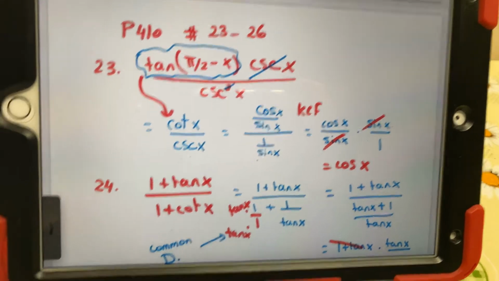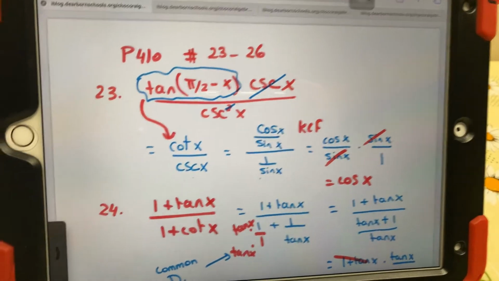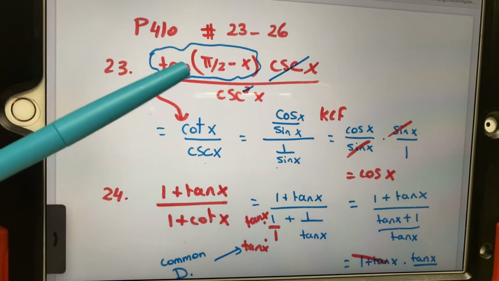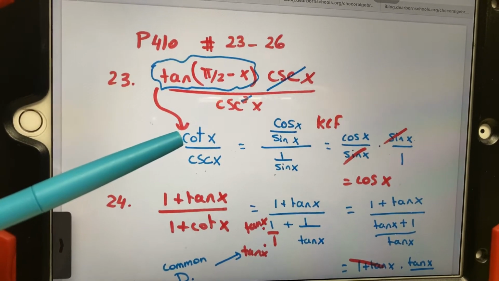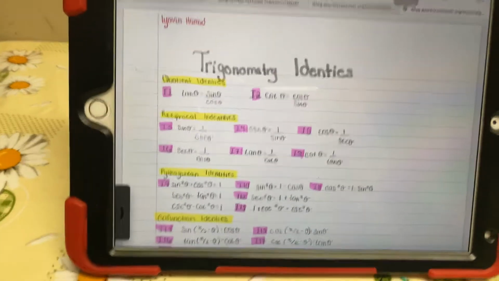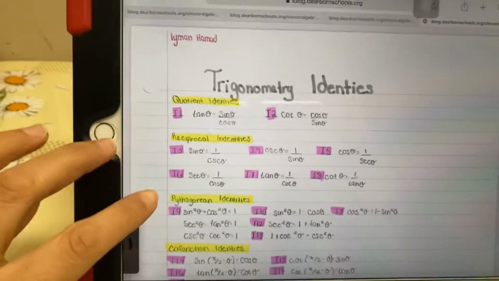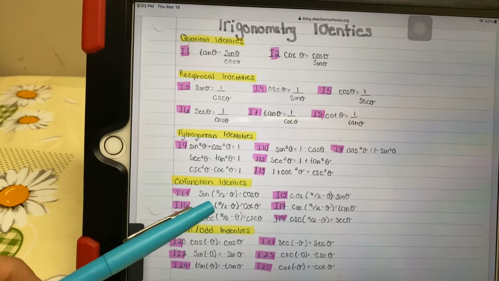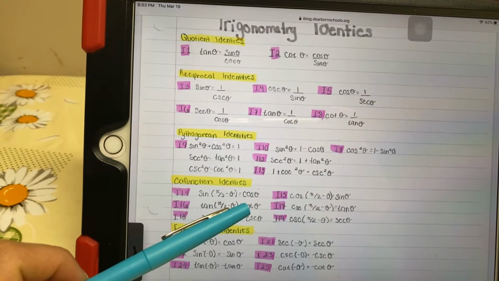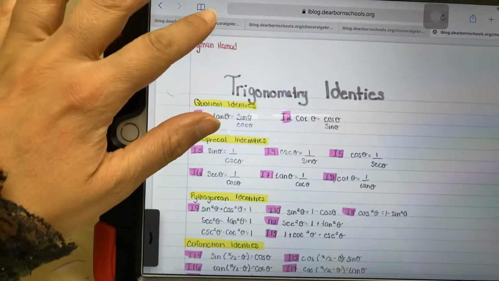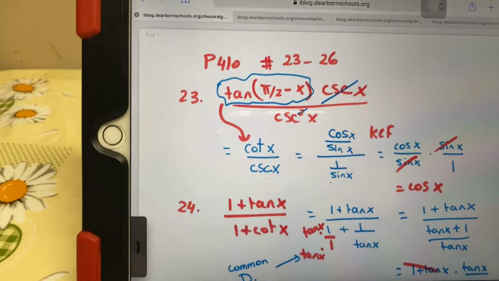If we start with number 23, we can see tan of pi over 2 minus x. And right away, we can link that to a cotan of x. I put right here the personalized identity sheet, and you can see that tan of pi over 2 minus theta or minus x equals cotan of theta or cotan of x. So this is the identity I have used.